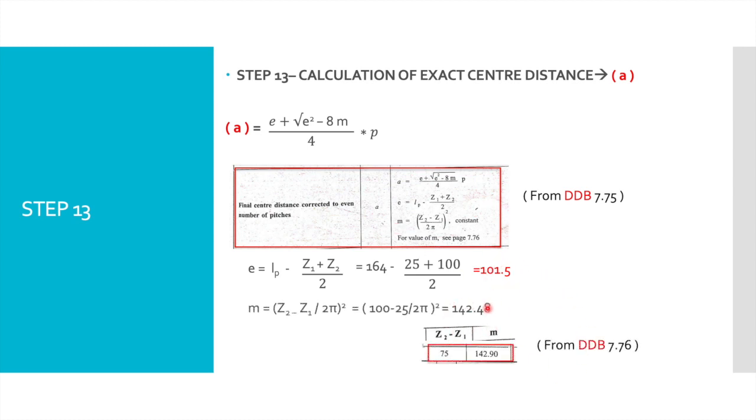101.5 and 142.48. Since by calculating the modulo it comes to 142.48, but we use the standard values taken from DDB 7.76, that is 142.90, so that it's rounded off. So this 142.90 is here, and we calculate, and the value comes to be 782.64.